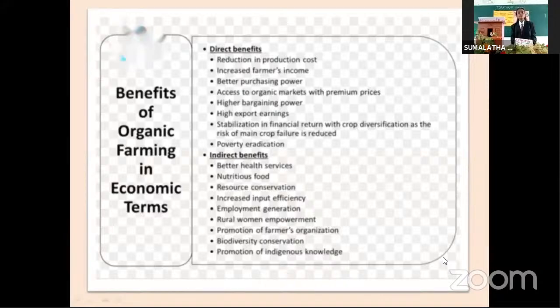Next, we know about the benefits of organic farming. There are two types of benefits: direct benefits and indirect benefits. Let's know about direct benefits. There is reduction in production cost, increased farmers' income, better purchasing power, and higher export earnings. Next, indirect benefits: better nutrition food, better health services, rural women empowerment, biodiversity conservation, and employment generation. These are all the benefits of organic farming.